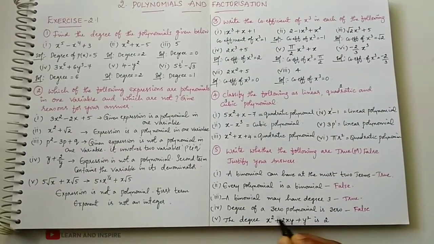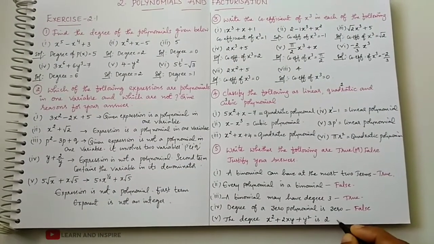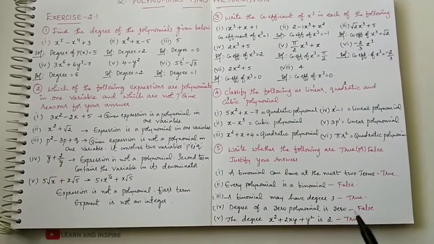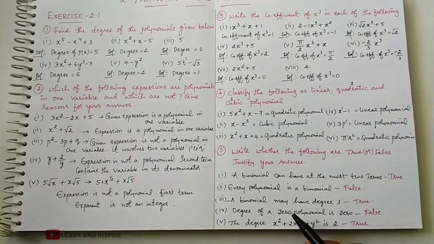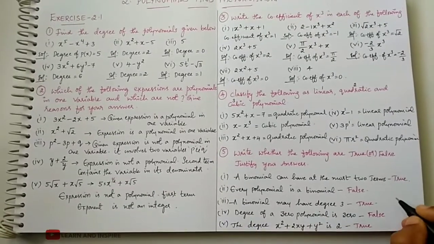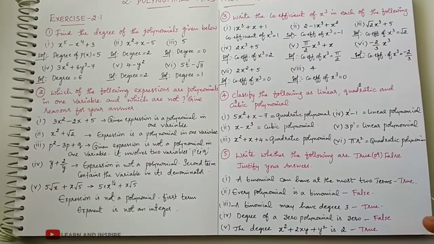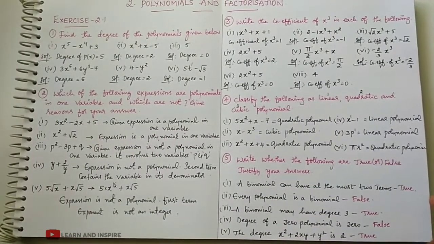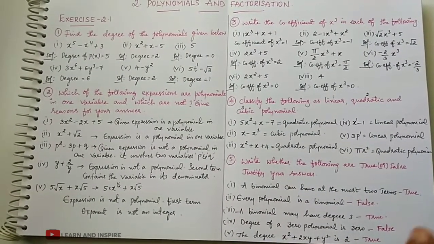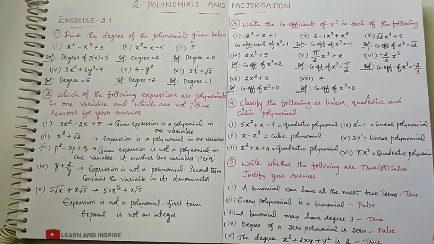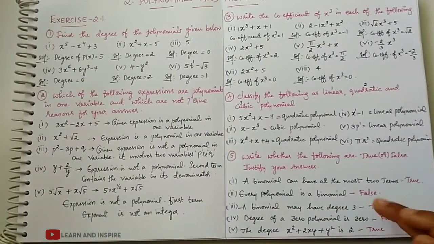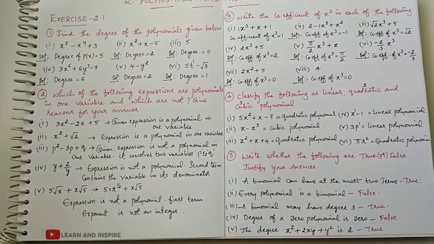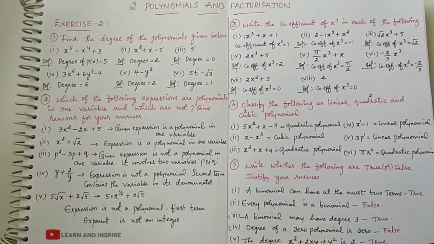Next one, degree of x square plus 2xy plus y square is 2. What is the highest degree here? Highest degree is 2. So it is true. Okay. So the last one, sixth one is given as pi r square. Pi r square is a monomial. Monomial is having one term. So here pi r square is only a single term, so it is true. So these are the questions from question number 5.